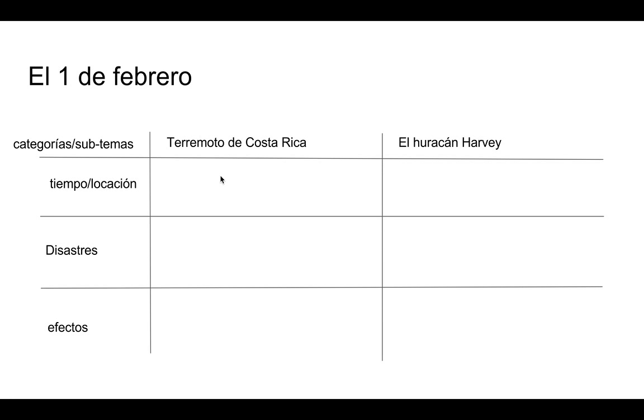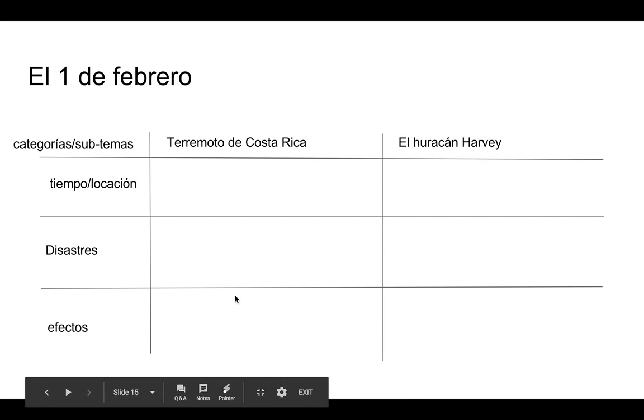So you're going to put, like, your first category is tiempo, locación. So you're going to put Terremoto de Costa Rica, obviously Costa Rica, 2009, and maybe put a city or two that it was most affected. Para el Huracán Harvey, you talk about the coastal cities of Texas, Houston, the year, etc. So you're going to have to get out your phone, your iPad, and look up information about Hurricane Harvey, most likely, unless you just happen to know a lot about it. But I would still suggest you look up some real-time facts.